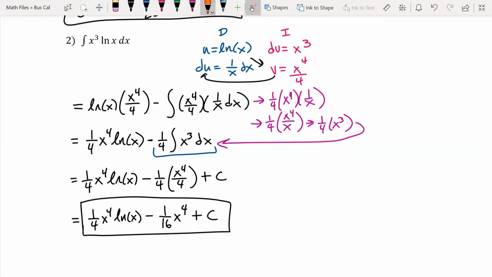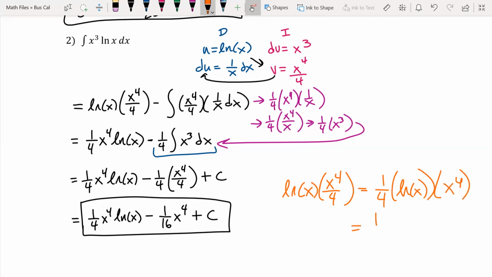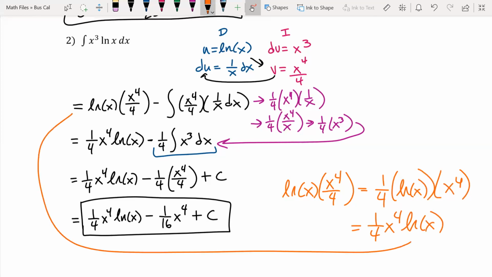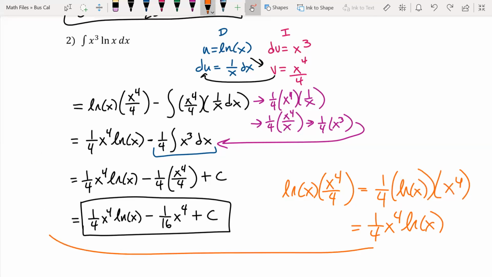Also, if you're wondering how I rewrote natural log x times x to the 4th over 4, well, once again, that's a 1/4 that I can take out. So I'd get 1/4 times natural log x times x to the 4th. And then I just rearrange it and put it as 1/4 x to the 4th natural log x, which was that piece. Or sorry, not that piece. That piece right there. Okay, I probably can leave those in there. That's good.